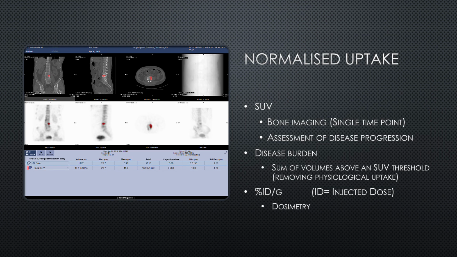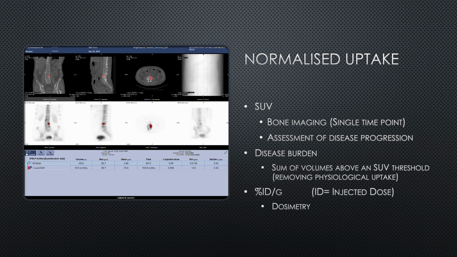More derived and often more useful metrics are normalized uptake measures such as SUV, or standardized uptake values, which normalizes the activity concentration in the area of interest to the injected activity and the body habitus of the patient to give a more independent measure of uptake. This is starting to gain traction in SPECT in both benign and metastatic bone imaging and in the assessment of disease progression.